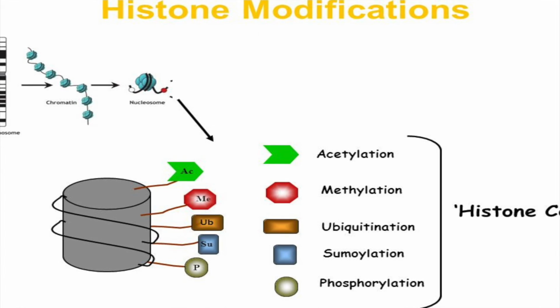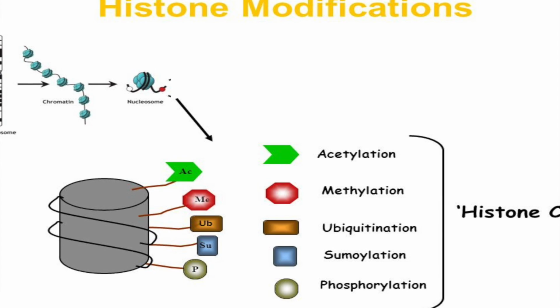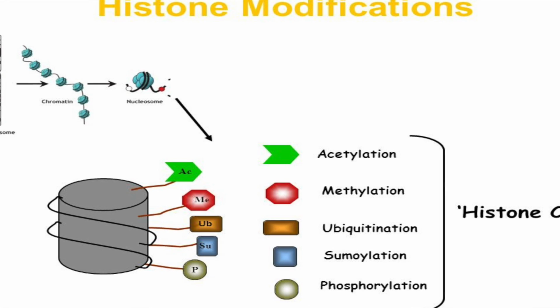For example, acetylation is typically seen on active genes in euchromatin, while methylation can be seen on repressed genes or active genes.